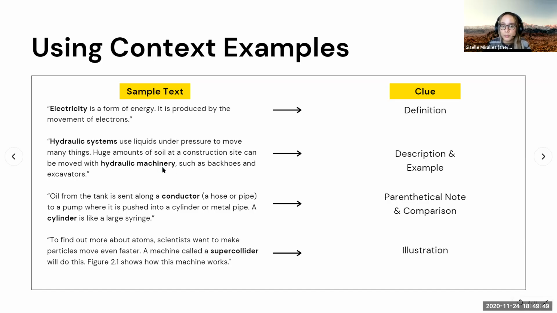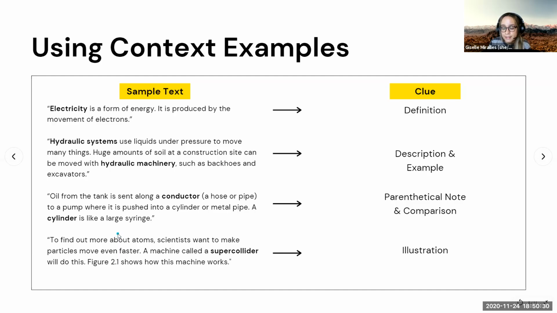The other context clue being used in this sentence is an example, and that comes with hydraulic machinery. So even if I don't know what hydraulic machinery is, I'm given some examples of that, such as backhoes and excavators. And as I read through this example, this context clue, I can understand that hydraulic machinery is probably something very big and something that requires a lot of heavy machinery, like backhoes and excavators. So even if I don't know what that is, I can at least understand the concept so that I can continue reading.